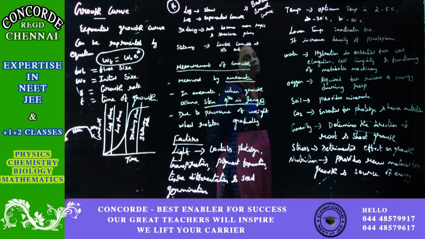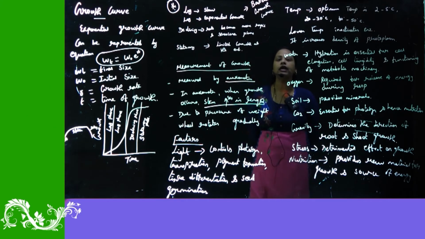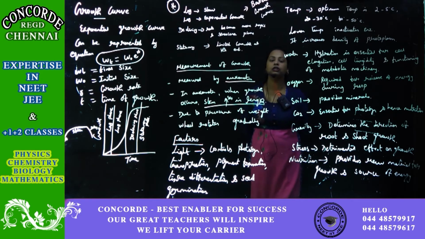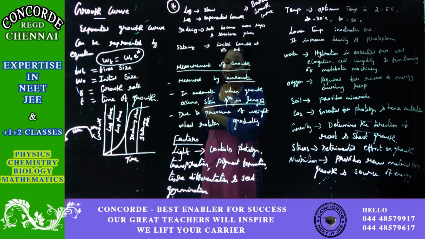And one more thing I want to share when I'm talking about light. Onion does not grow in the shade of light. Onion will grow only in the absence of light. This is just one tip I'm going to give about light.